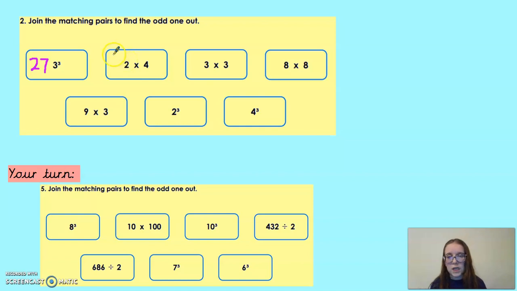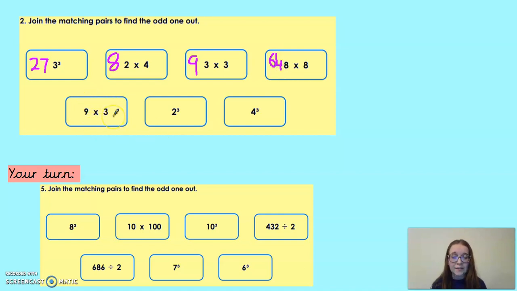2 times 4, nice and easy. This is going to be 8. 3 times 3, 3 times 3, that's going to be 9, so I'm going to pop that one down there. 8 times 8, now I know from my squaring knowledge that this is 64, and also from my times table knowledge, I'm going to pop 64 on there like that.